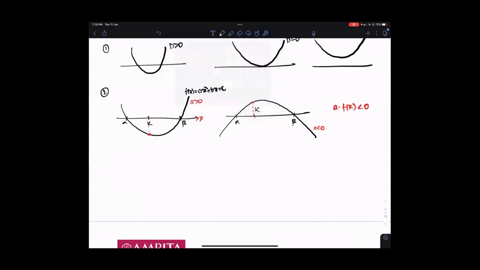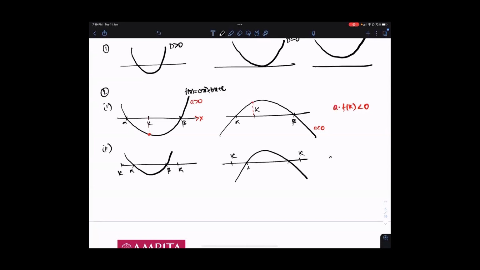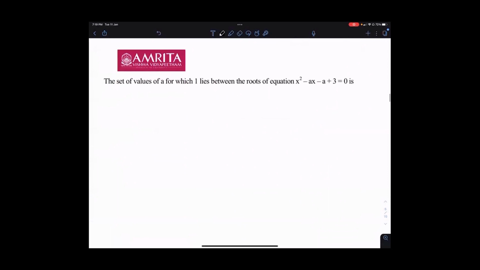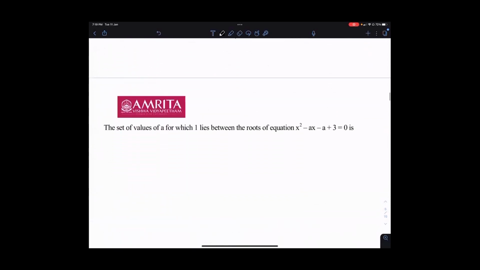And the exact opposite is obvious. That is, if k doesn't lie between the roots, then k can be here or here, it doesn't lie between the roots. In that case, a into f of k will be positive. So keep this point in mind. We will see how to approach these questions.